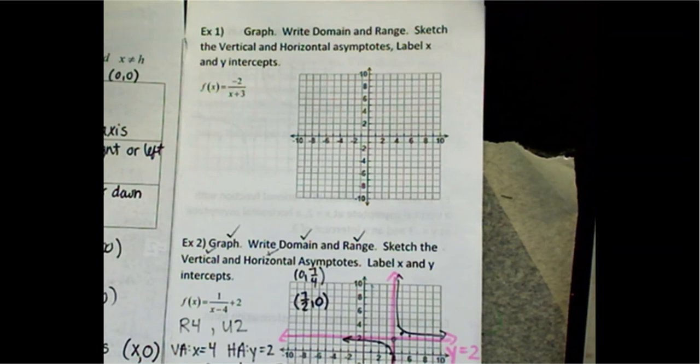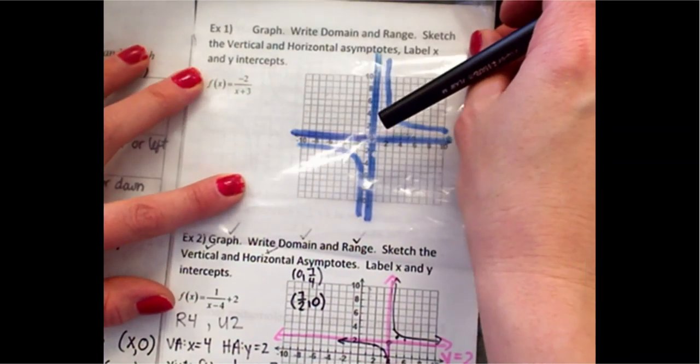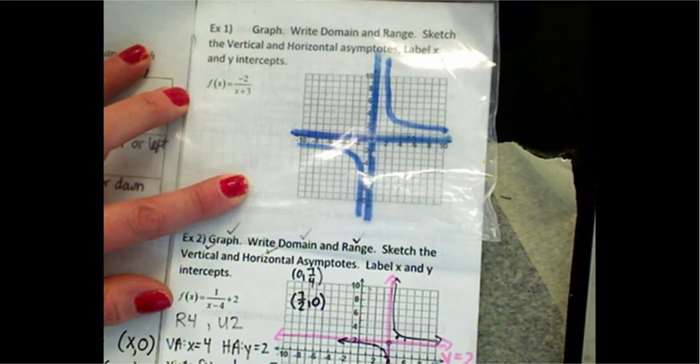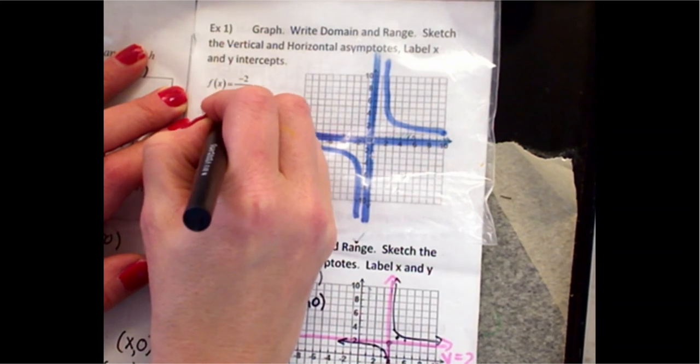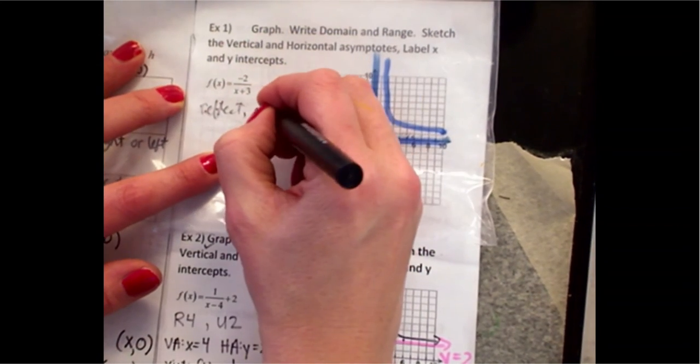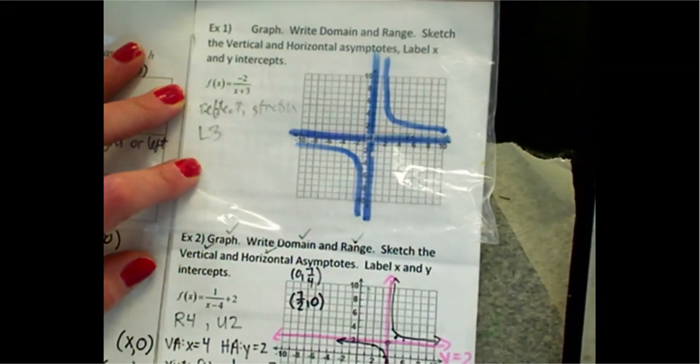All right, let's go in order. Here is my parent function. There's my parent function. I need to go left 3. Okay, so I'm going to go in order: reflect, stretch, left 3. So here's how it's going to happen.